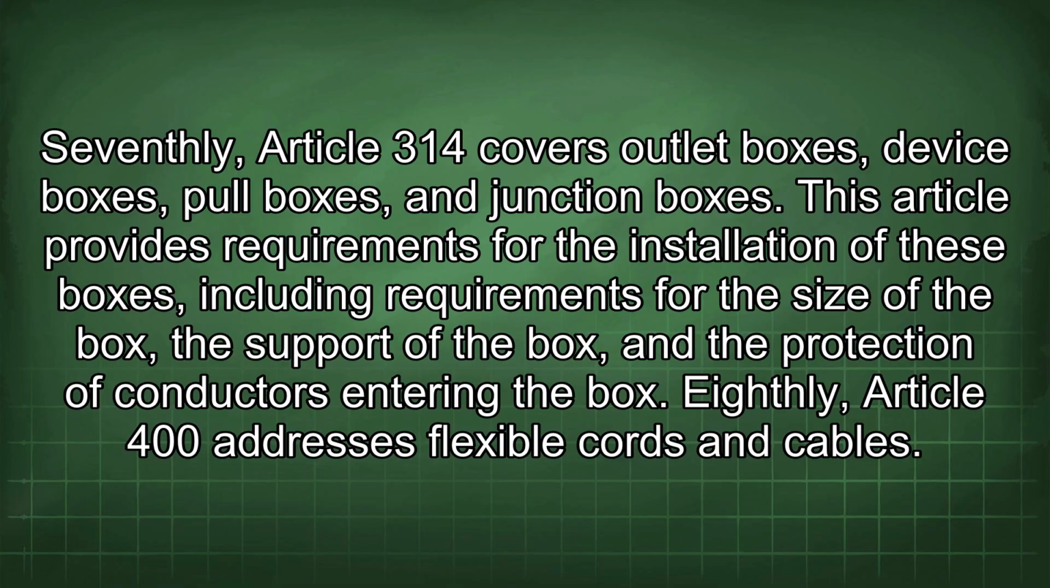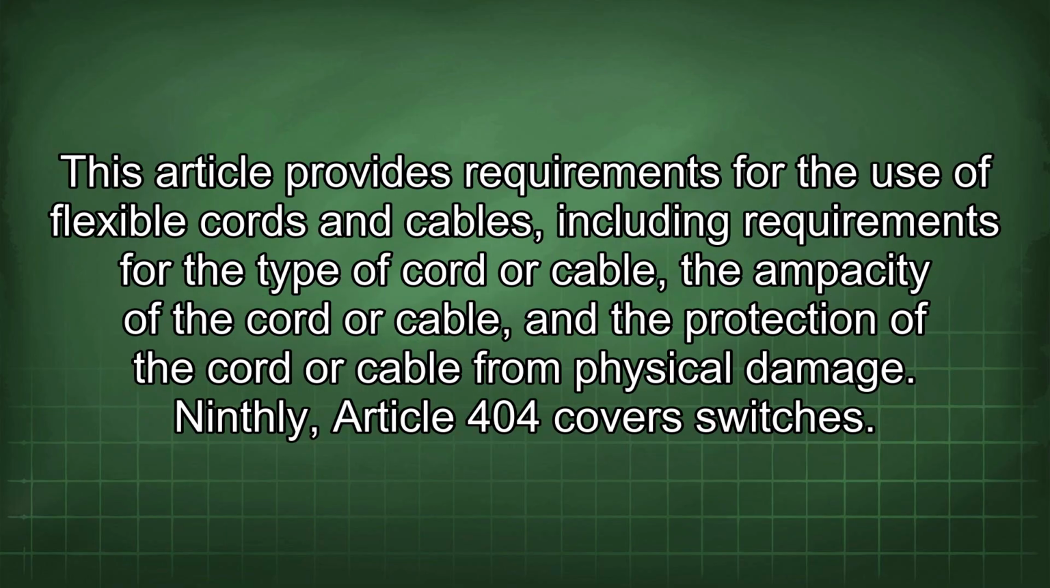This article provides requirements for the installation of these boxes, including requirements for the size of the box, the support of the box, and the protection of conductors entering the box. Eighthly, Article 400 addresses flexible cords and cables. This article provides requirements for the use of flexible cords and cables, including requirements for the type of cord or cable, the ampacity of the cord or cable, and the protection of the cord or cable from physical damage.